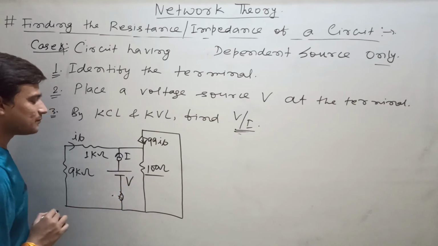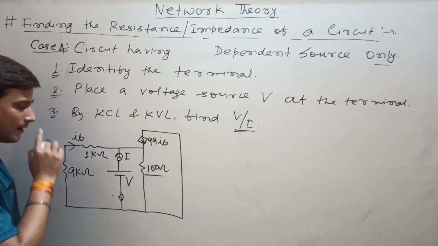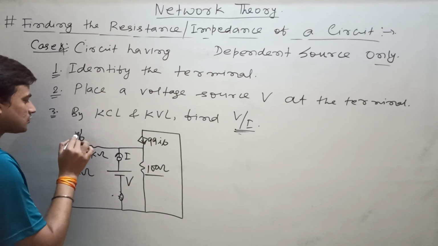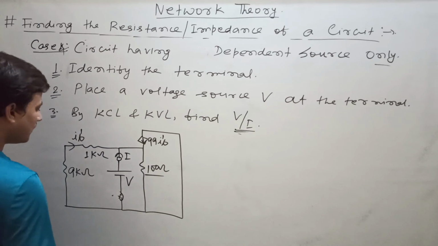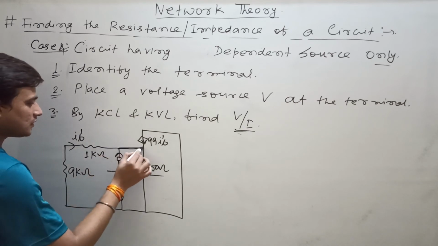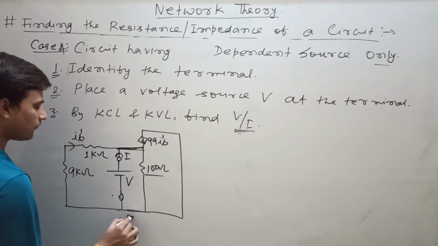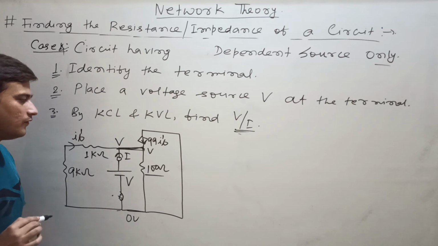Current coming out through this battery will be I. Next, now when you connect a battery, this current will be changed to IB dash. Now what do you know? These two nodes are at common potential. The potential at ground is 0 volt. Here the potential is V volt. Here also the potential is V volt.